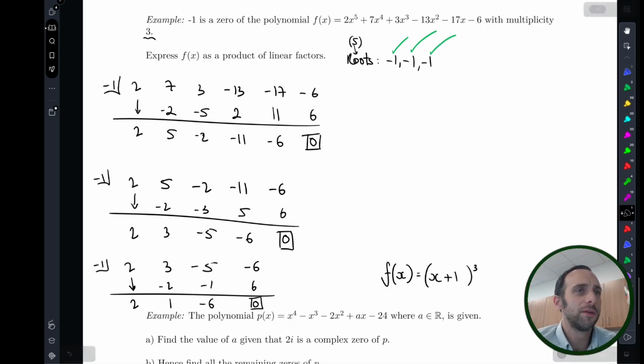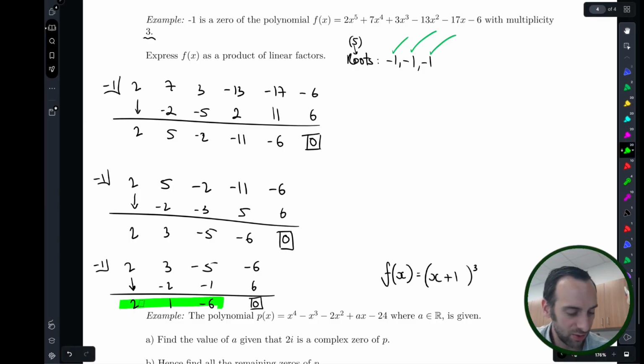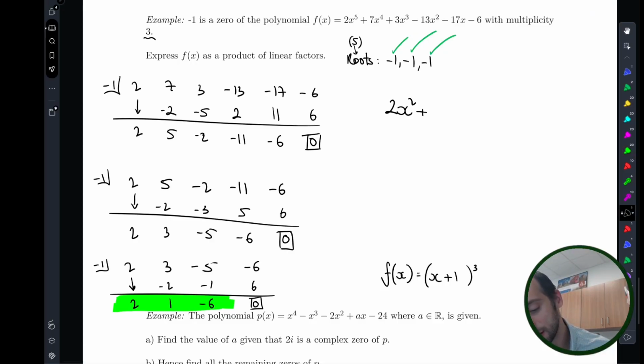So far we've just confirmed what they already told us, but really we've done all the work to get this reduced quadratic at the bottom here, which we can now write out as 2x squared plus x minus 6 equals 0. And we want this as a product of linear factors, so we know this should factor.